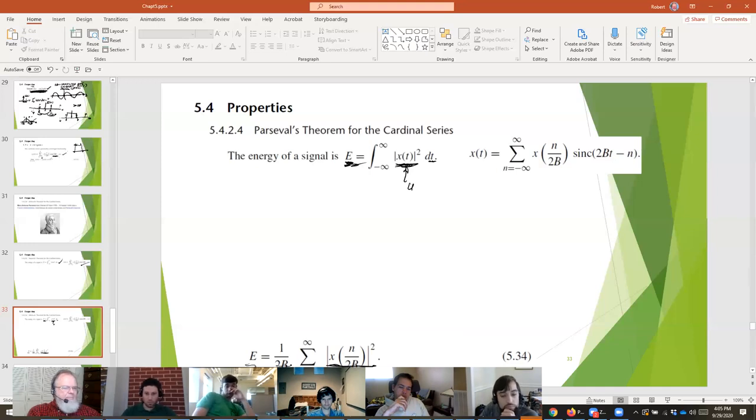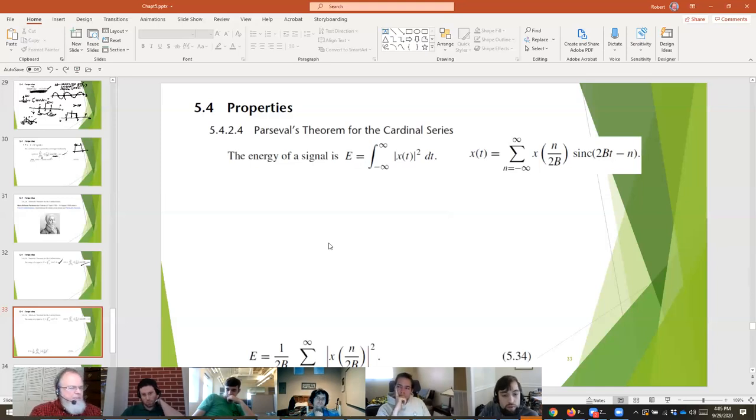Time. 1 over 2b also has units of time. 2b is a frequency, and so therefore 1 over 2b has units of time. So that's a little sanity check. It's kind of fun to check that.